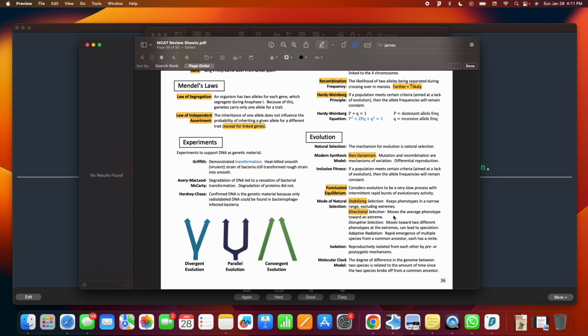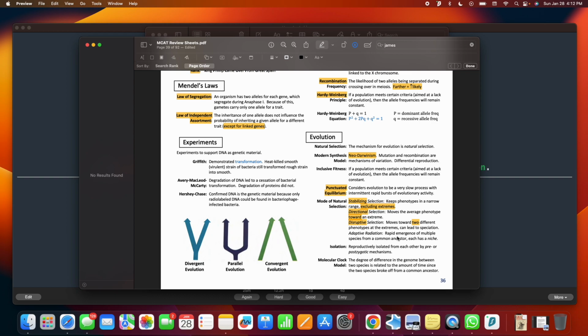So moving the average phenotype toward an extreme is directional; excluding extremes is stabilizing. Disruptive is moving toward two different phenotypes at the extremes, which can lead to speciation. The key for disruptive is two.